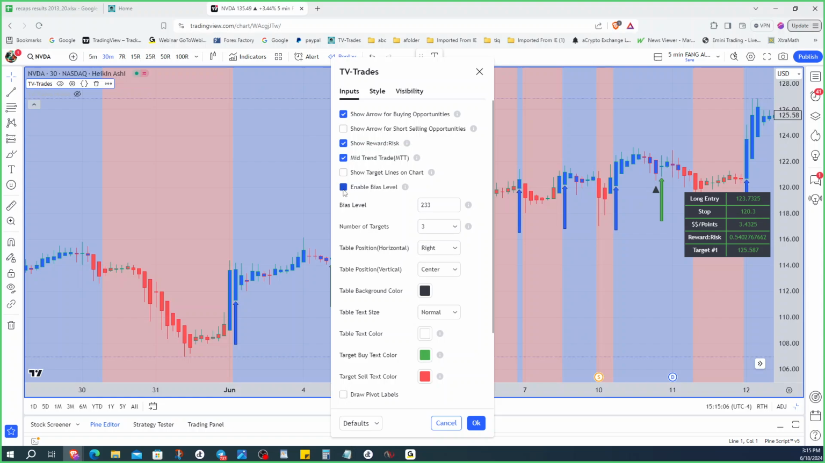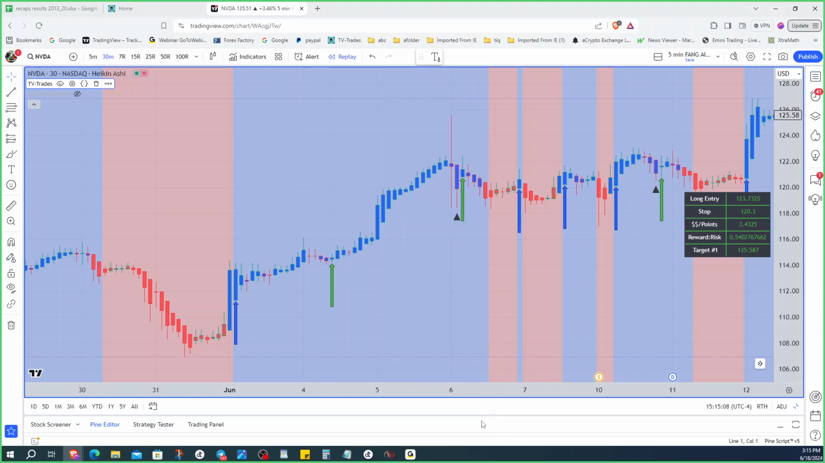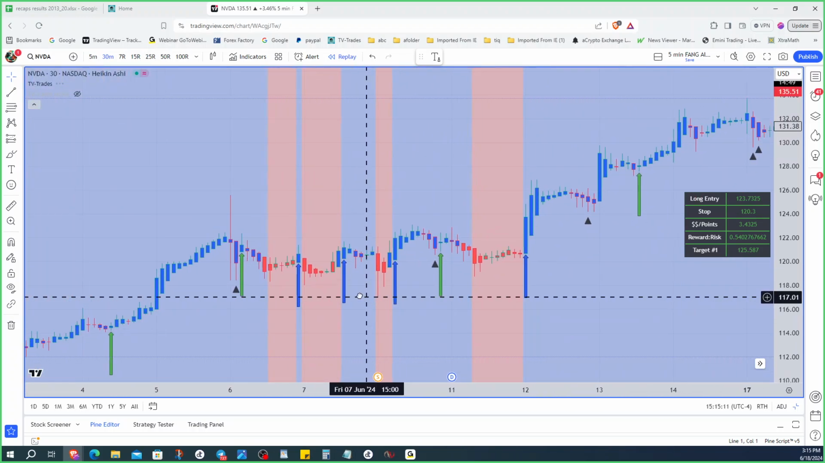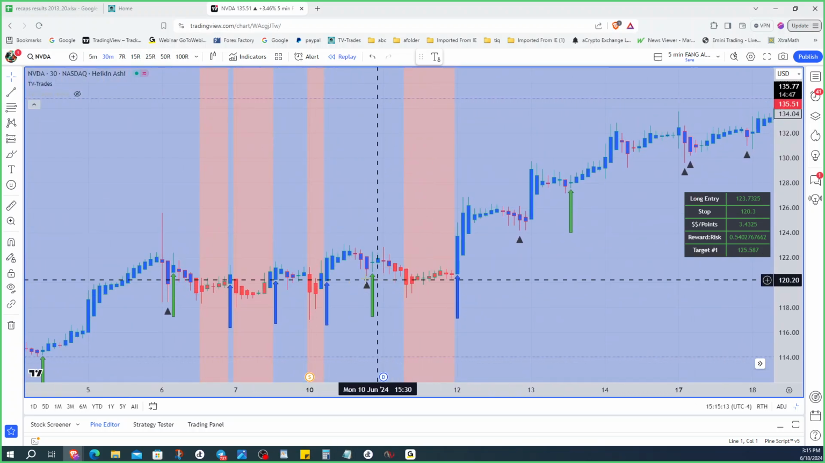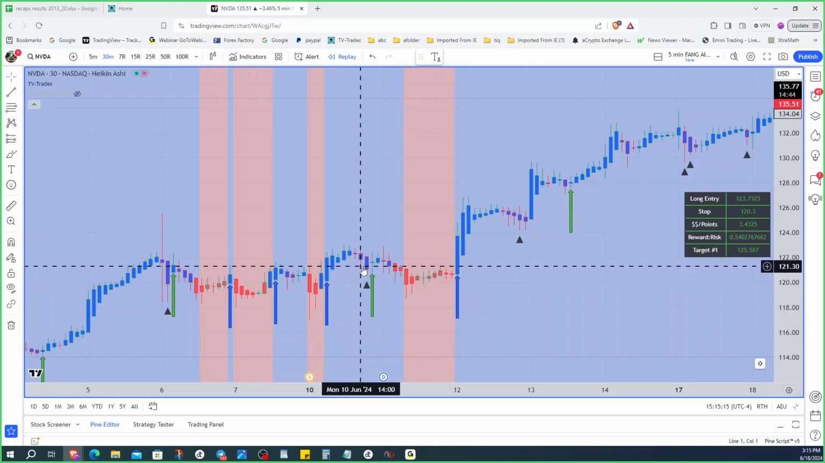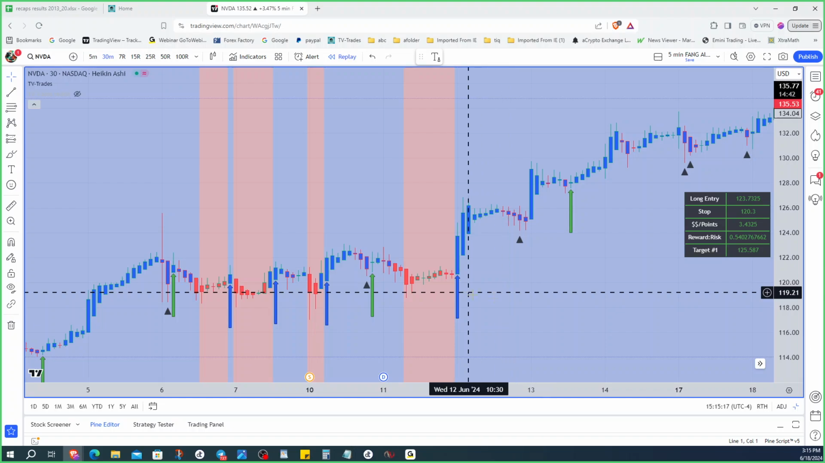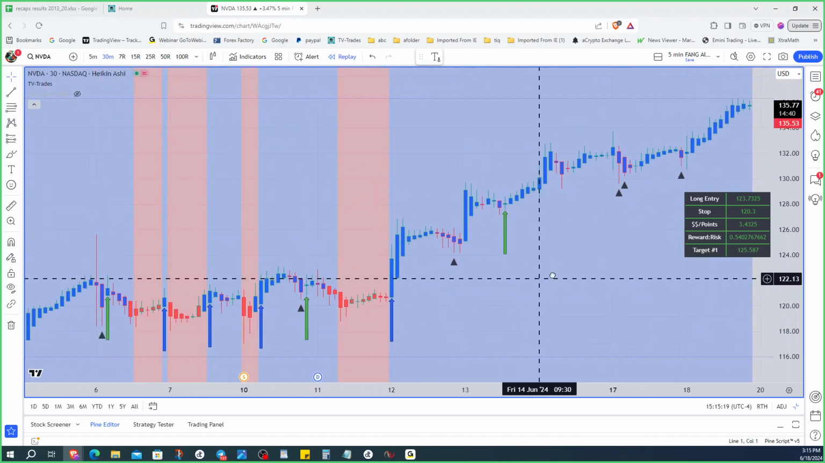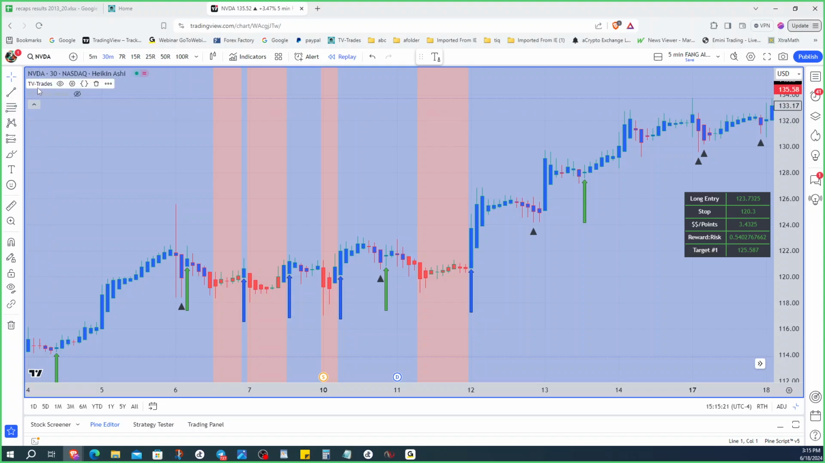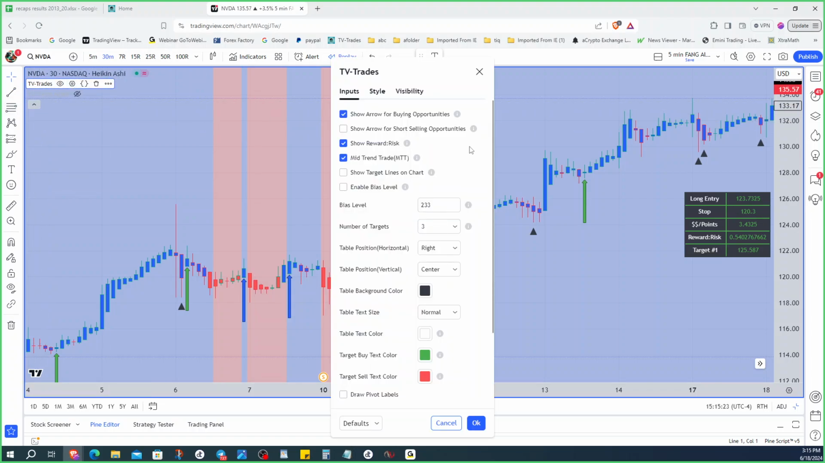You wouldn't really need to enable the bias level either, because the bias level is to help reduce the number of places where you'd have buys and sells right next to each other, because the market's flat. If the market's flat, you shouldn't really be getting any indications at all. Let me go through that again really quick.